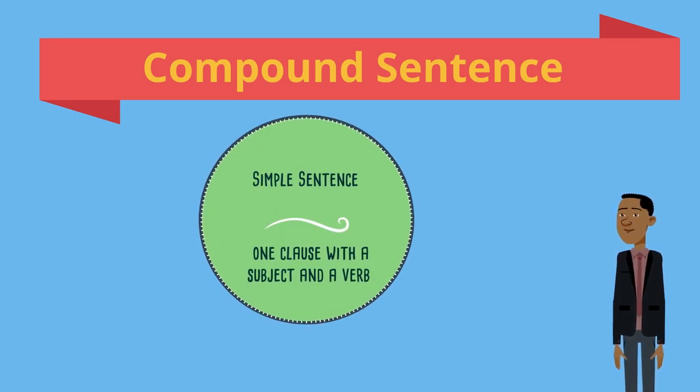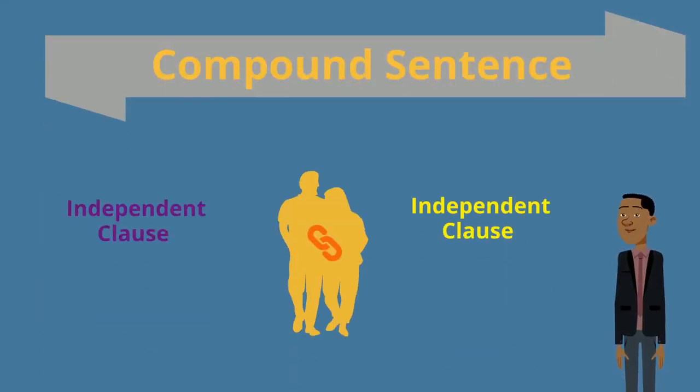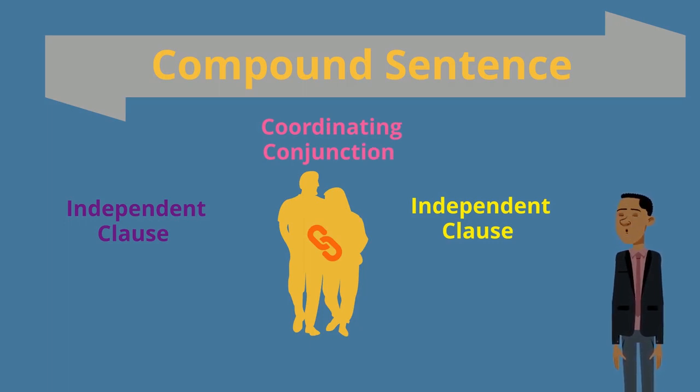While simple sentences consist of one clause with a subject and a verb, compound sentences combine at least two independent clauses that are joined together with a coordinating conjunction. There are 7 of these conjunctions, namely for, and, nor, but, or, yet, and so. And they can be remembered easily using the acronym FANBOYS.